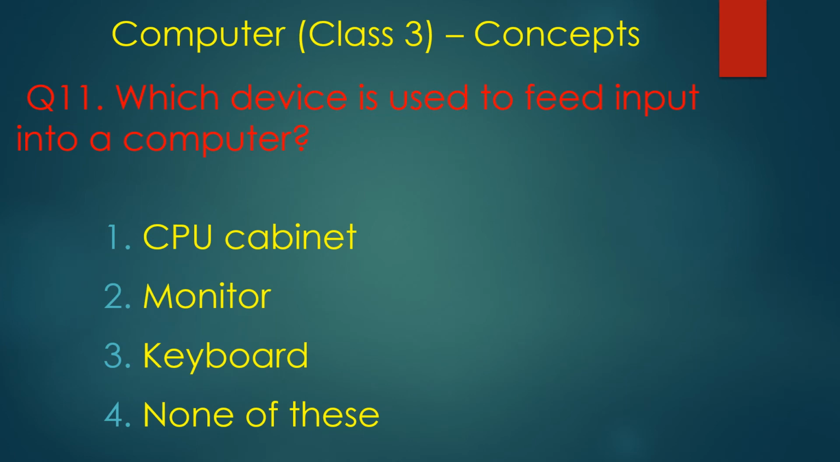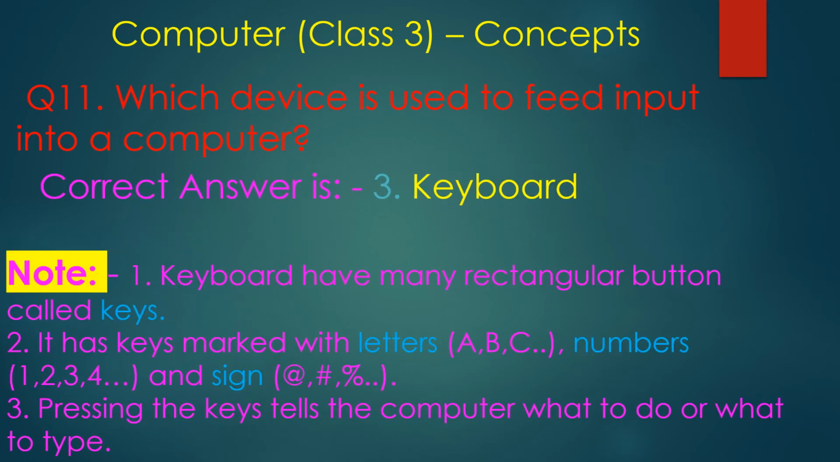Which device is used to feed input into a computer? CPU cabinet, monitor, keyboard, none of these. Keyboard. Keyboards have many rectangular buttons called keys. It has keys marked with letters A to Z, numbers 1, 2, 3 to 9 and 0, and signs like this. Pressing a key tells the computer what to do or what to type. This is the feature of a keyboard.